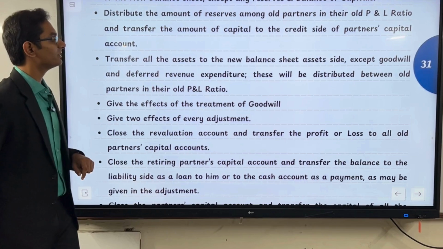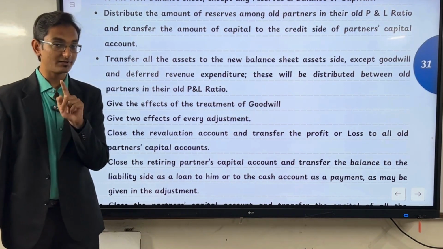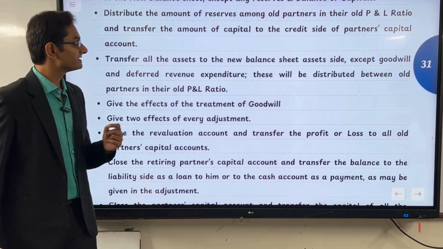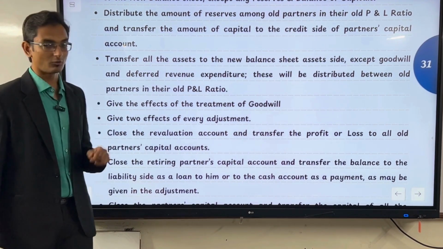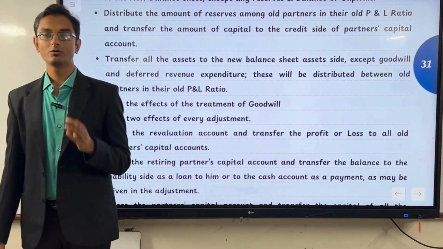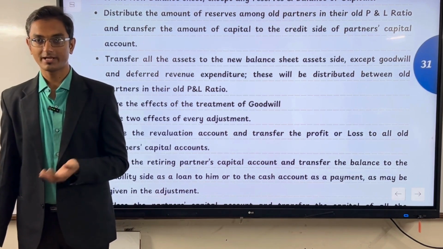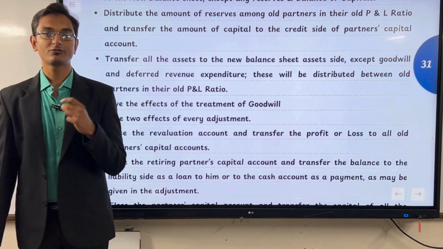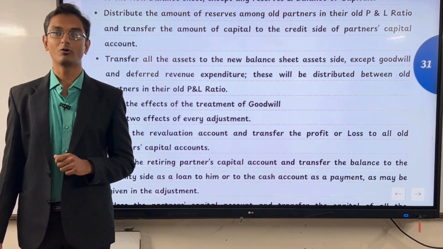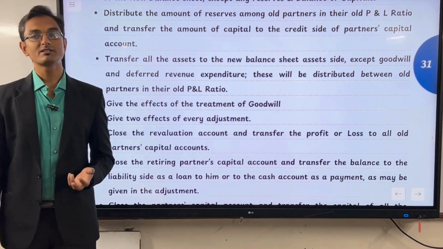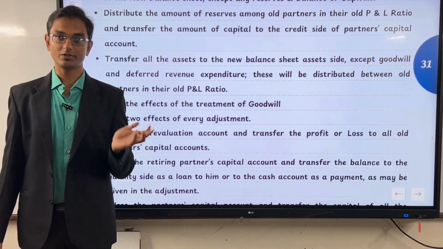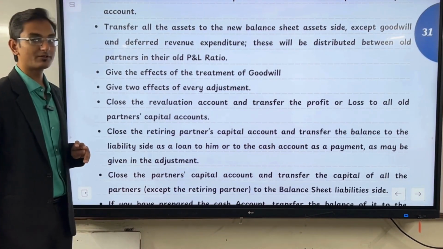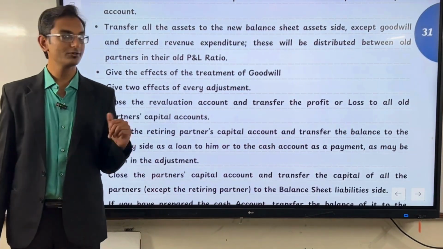Transfer all the assets to the asset side of the new balance sheet except the goodwill and deferred revenue expenditure. These will be written off between the old partners in their old profit sharing ratio. That means if goodwill is given, a debit balance of profit and loss account is given, advertisement suspense account is given, preliminary expenses are given, then all these will be written off between the old partners in their old profit sharing ratio. Apart from that, whatever assets there are, we are supposed to transfer to the asset side of the new balance sheet.